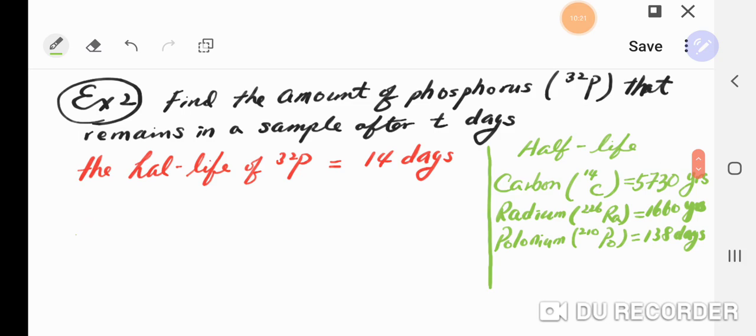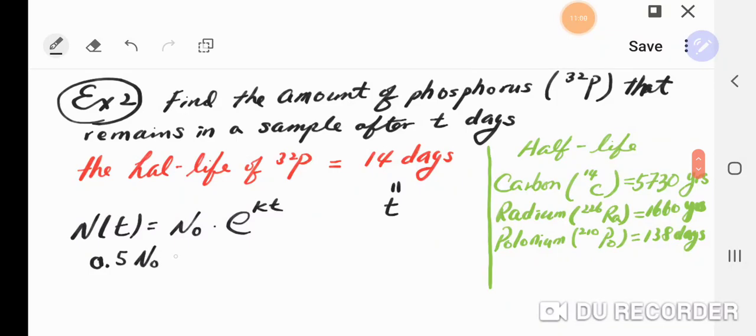So let me write the decay function, n of t. Okay, let's change the color. The n of t is equal to the initial amount n0 times e to the kt. And we know that 14 days is the value of t. So after 14 days, the initial amount n0 will be reduced by half. So it will be 1 over 2, or 0.5, times n0.